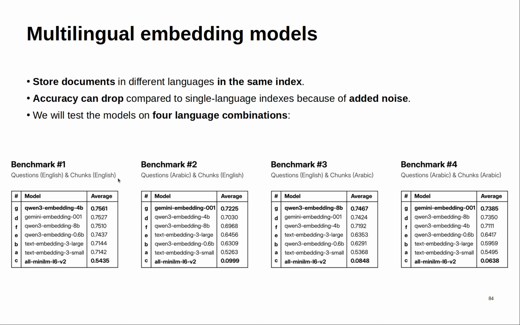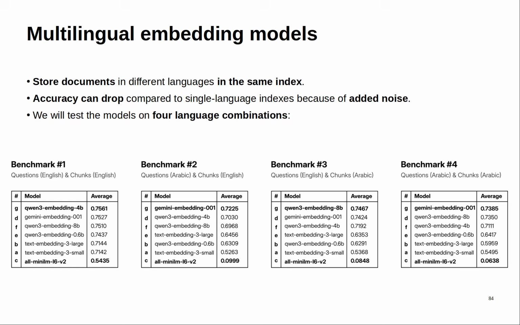At first glance, we see that the average score did not drop below 70%. Let's look at the top model in each benchmark. We see that here we have 75%, 72%, 74%, and 73%. This is true only for models that are trained on multiple languages.